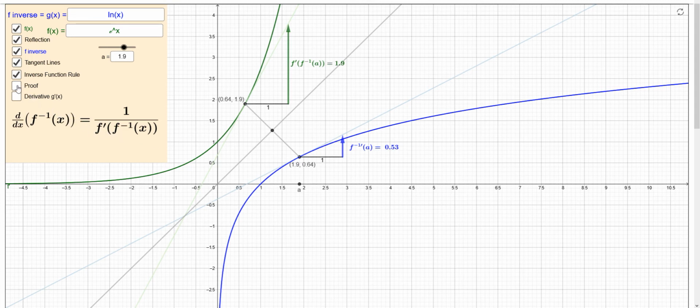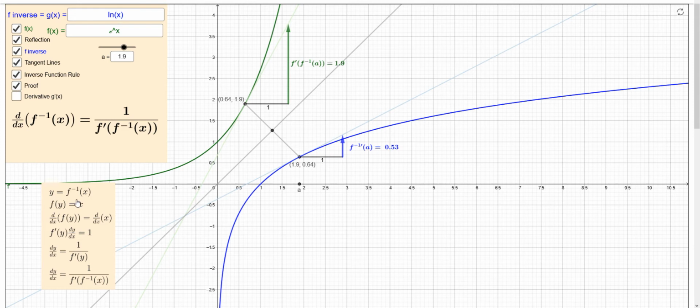And here's what that would be for this particular one. So, well, let's do the proof first. Here's the formal proof. You let y be f inverse of x. That means f of y equals x. Now we're assuming these are one-to-one functions, so both f inverse and f are functions, so this makes sense.